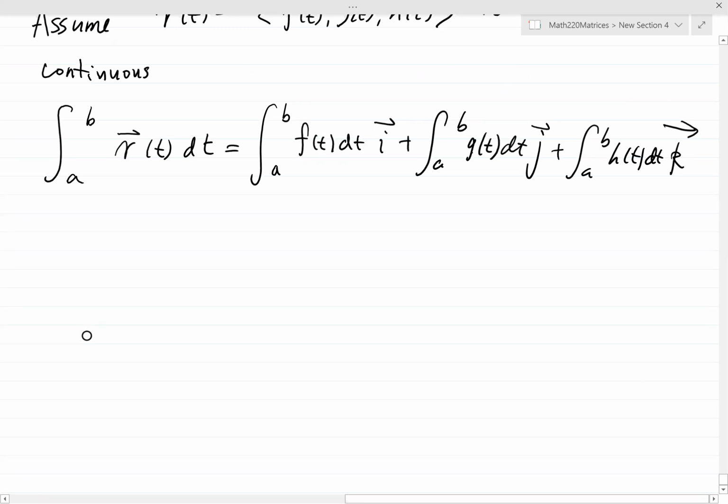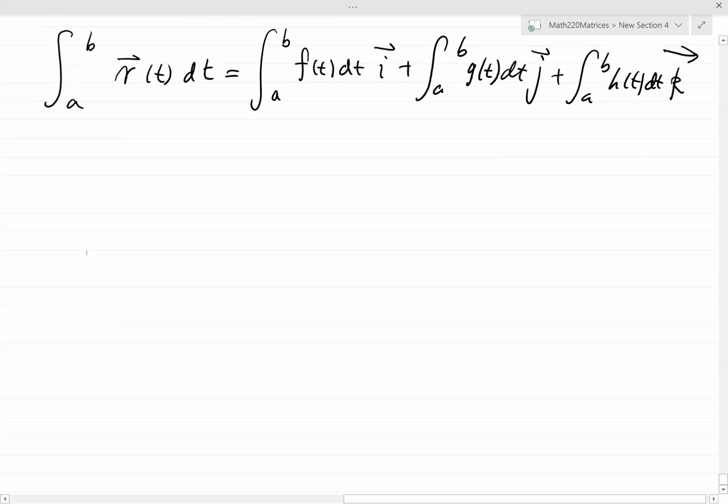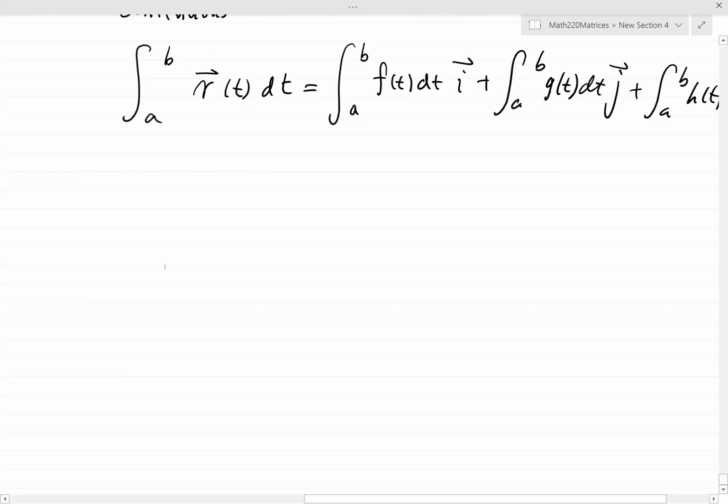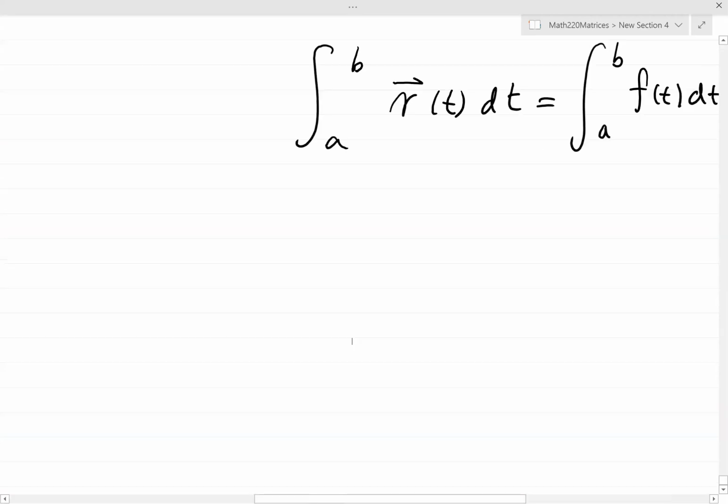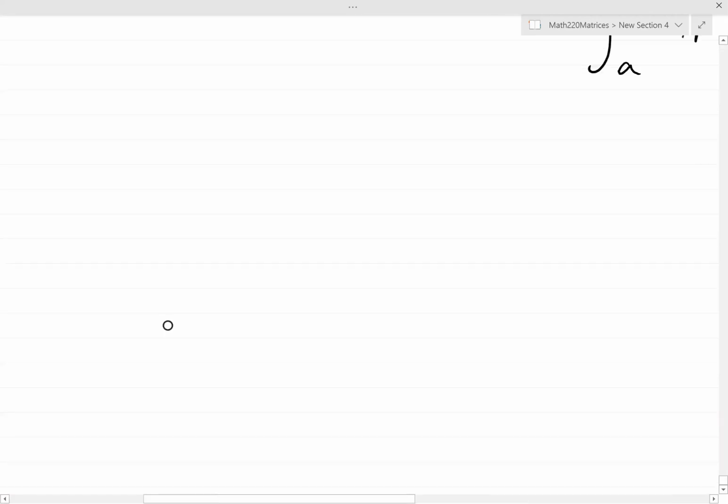Okay, we have 10 minutes. Let's talk about this topic. Our next goal is to talk about arc length and curvature. Actually, if you take calculus 2, you already know how to compute arc length.